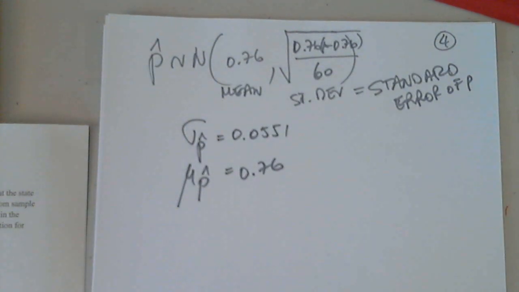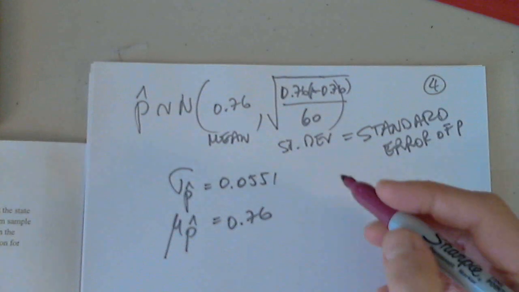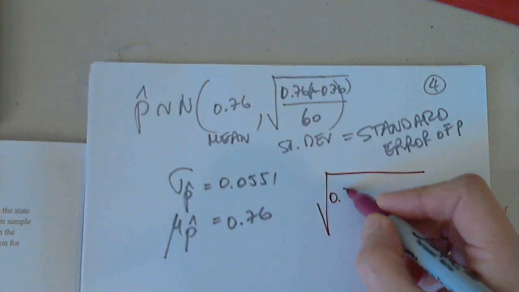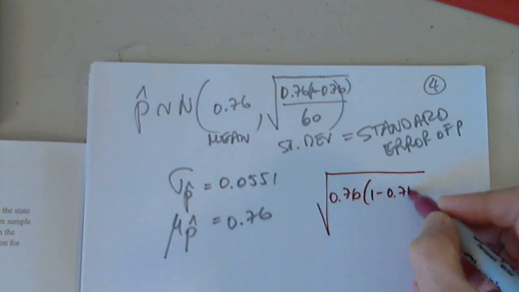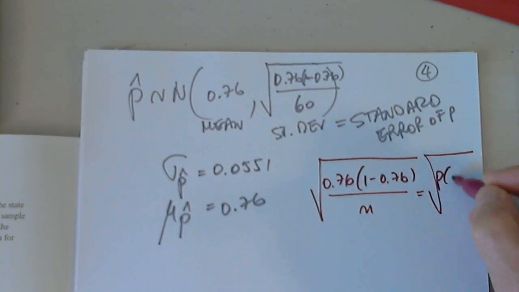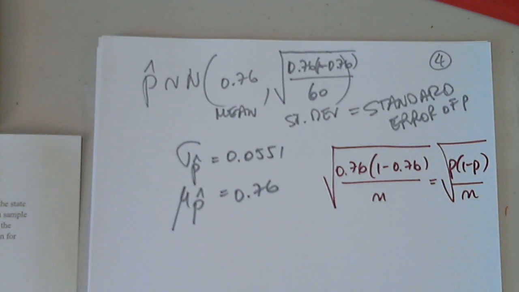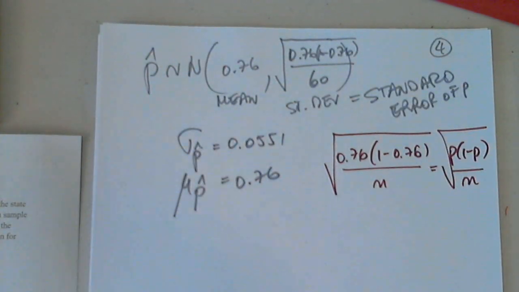What does it say for the equation in the square root after 0.76? So it's the square root of 0.76 times 1 minus 0.76 over n, because it's the square root of p times 1 minus p over n. Okay, thank you. Sorry about that. Yes, of course.